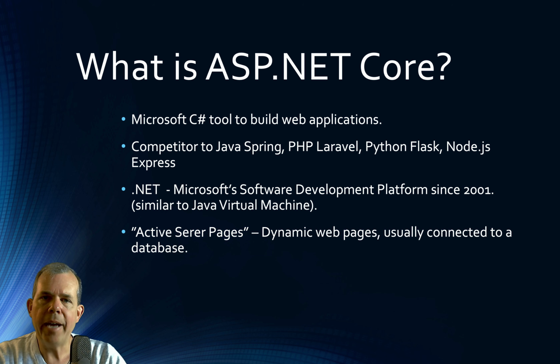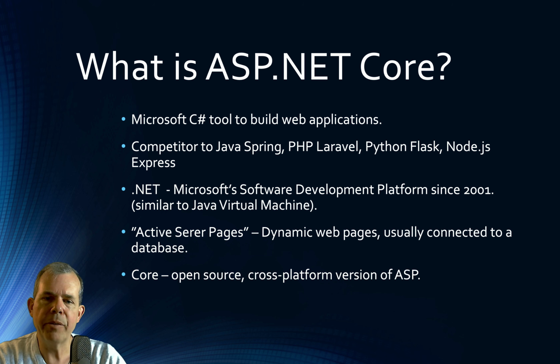ASP stands for Active Server Pages. It's kind of a leftover term from earlier technologies in the early 2000s, but they still keep ASP in the name. The word core is somewhat new to Microsoft. Core is the open source version of their web development kit. It's cross-platform. You can run your applications now on any server, whether it's Linux. You can write your applications in Linux or Mac or Windows. So Core is Microsoft's open source cross-platform solution to developing software.